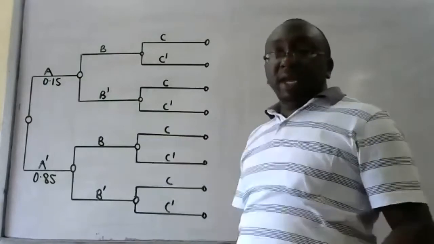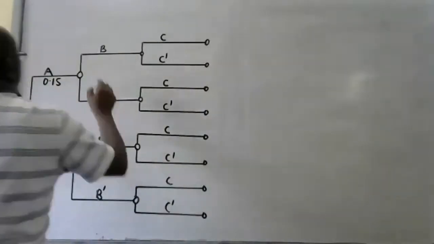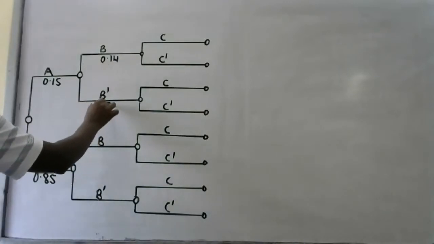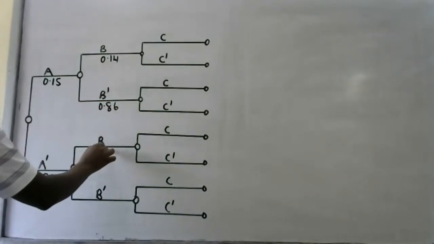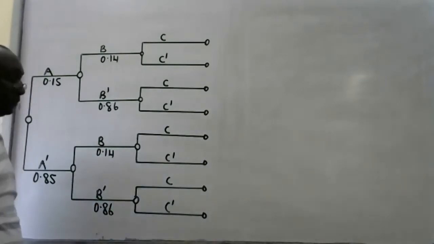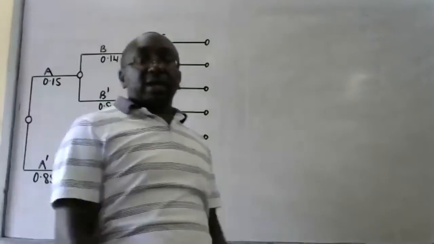Then having B is 0.14. So this is 0.14, so this must be 0.86. 0.14 and 0.86. That way.